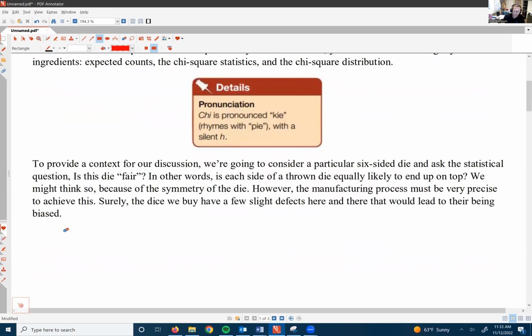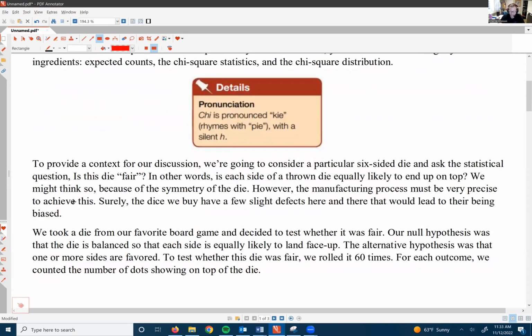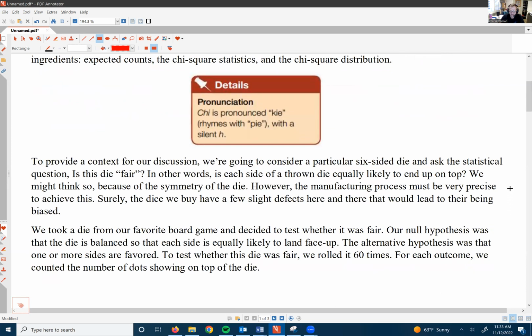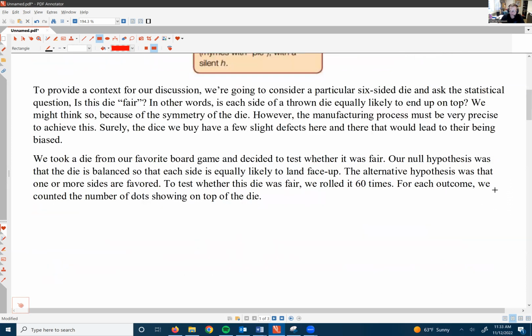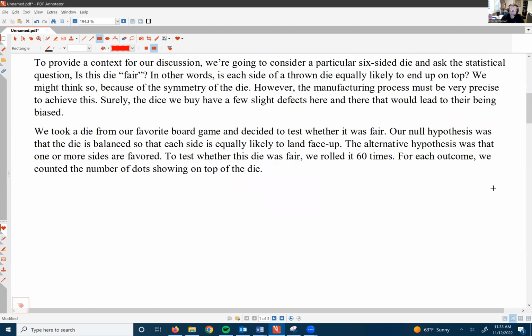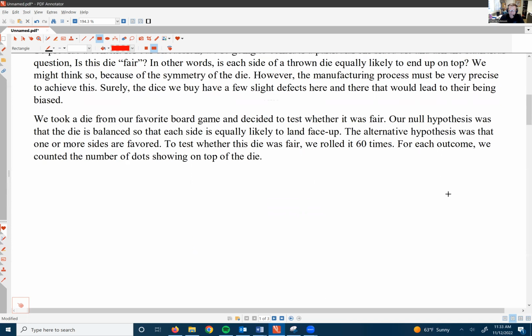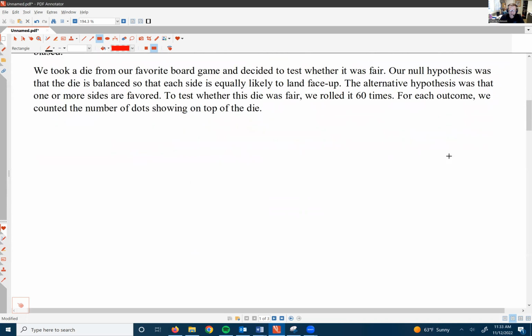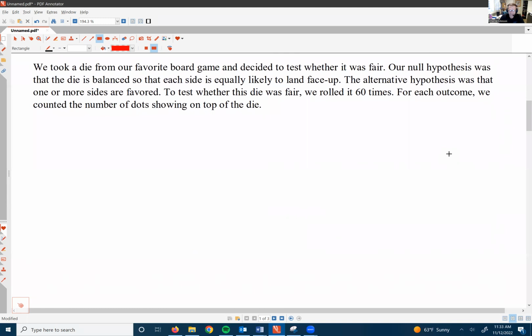We took a die out from our favorite board game and decided to test whether it was fair. Our null hypothesis was that the die is balanced so that each side is equally likely to land face up. The alternative hypothesis was that one or more sides are favored. To test whether this die was fair, we rolled it 60 times. For each outcome, we counted the number of dots showing on top of the die.